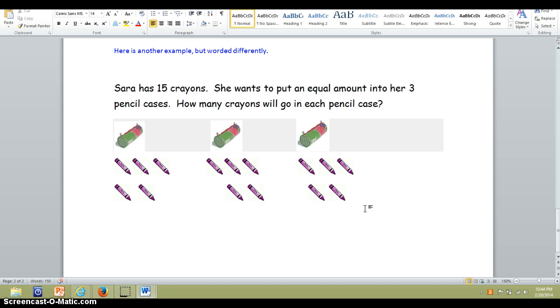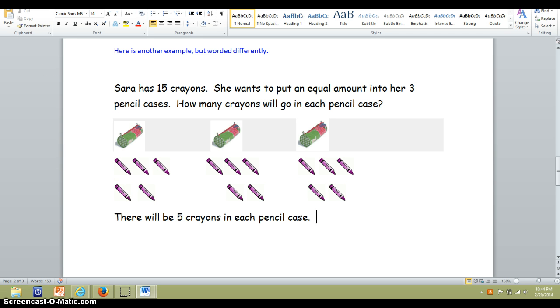So now the answer to my problem would be how many crayons will go in each pencil case? Count up the crayons. 1, 2, 3, 4, 5. There will be 5 crayons in each pencil case.